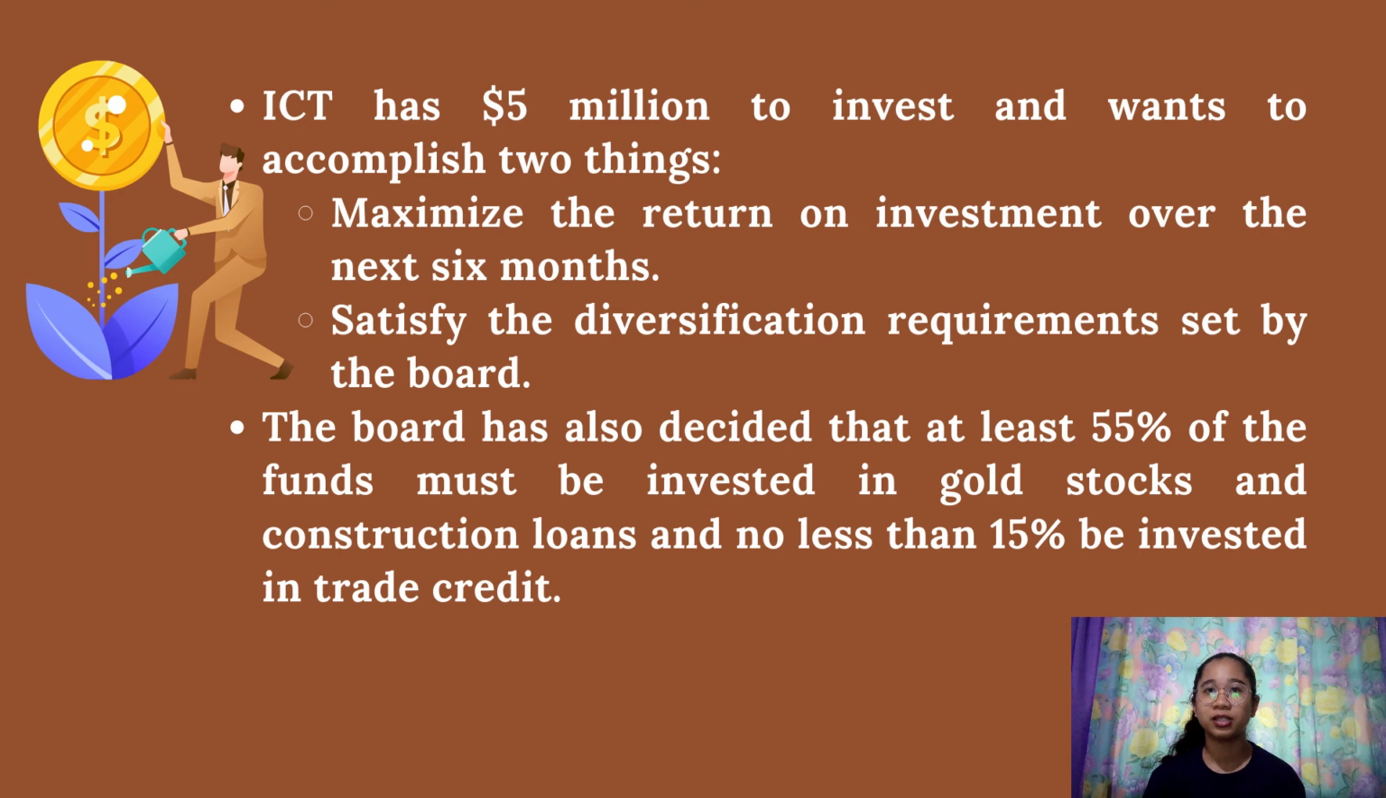First is to maximize the return on investment for the next 6 months, and then satisfy diversification requirements set by the board. Diversification is a process which allocates its capital or invests it in different fields to reduce risk. Moreover, the funds invested in gold stocks and construction loans should be at least 55% of its total budget. In addition, no less than 15% of the budget should be invested in trade credit.